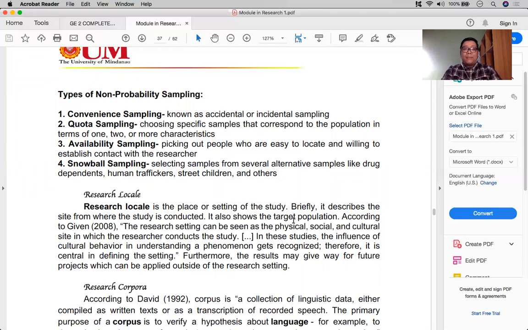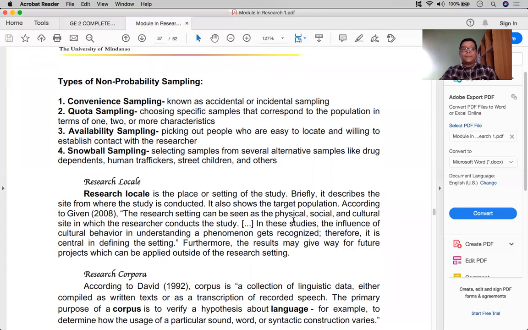We also have snowball sampling or the referral sampling. You select samples from several alternative samples like drug dependents, human traffickers, stray children, and others. Let's say you have had interviewed already, let's say 6, but you will be needing 10 more people to be interviewed. So you ask these 6 people if they know someone who is qualified based on the selection criteria that you set. And then once they have been referred, automatically those referred individuals may now be considered as your participants in your research. So that's snowball sampling.